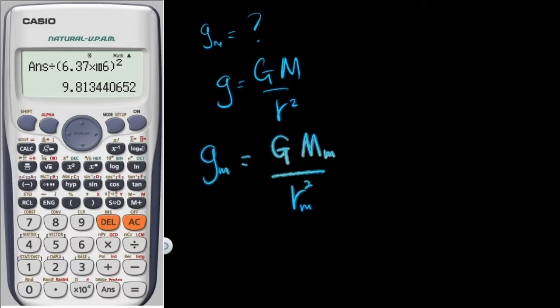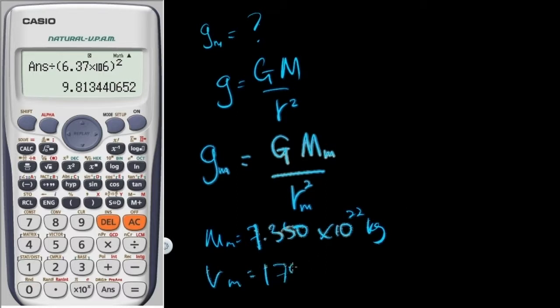Mass of the moon is equal to 7.35 times 10 to power of 22 kilogram, and then radius of the moon equals to 1750 kilometer. We need to convert to meter. Why do we need to convert to meter?